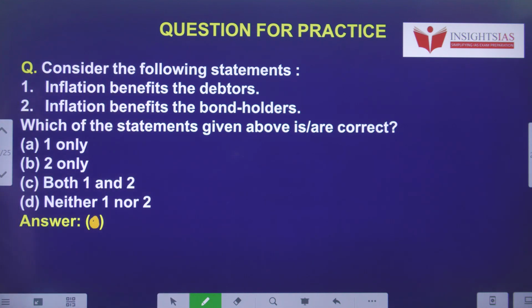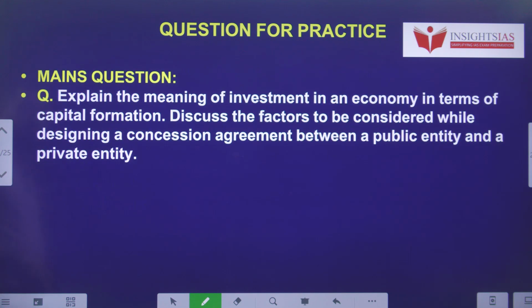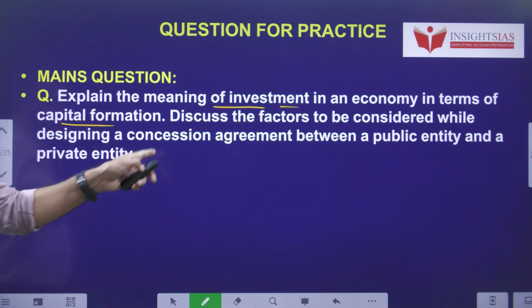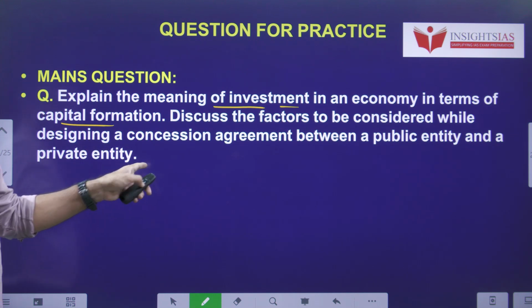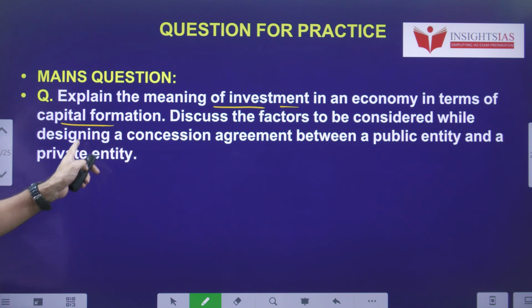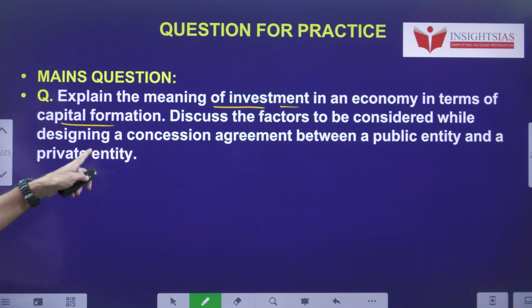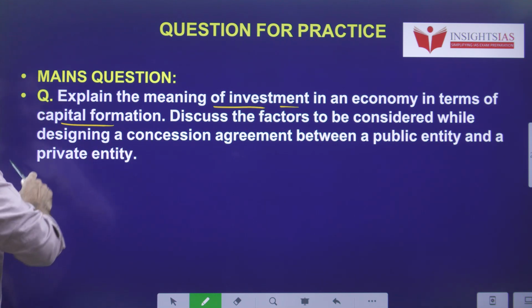Today's question. Consider the following statements. Inflation benefits the debtor. Okay, read the statement carefully and answer it. Inflation benefits the bondholders. Which one is right? Question: Explain the meaning of investment in an economy in terms of capital formation. Discuss the factors to be considered while designing a concession agreement between a public entity and a private entity. Which parameters will be considered?